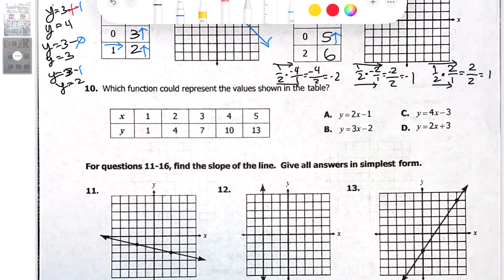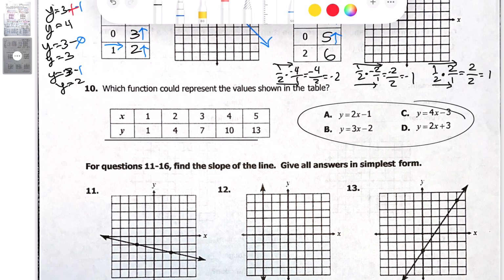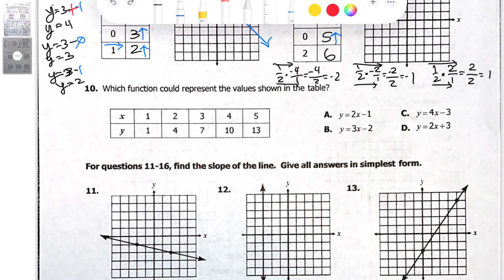All right, so number 10, this one is pretty different from all the other ones. With this one, they're giving you an XY table, and then they're asking you which one of these functions could work with this table. So you could go through and graph these just to figure out which one would work. If you graphed all of these points and then graphed each one of these just to figure out which one was graphed on the same line.